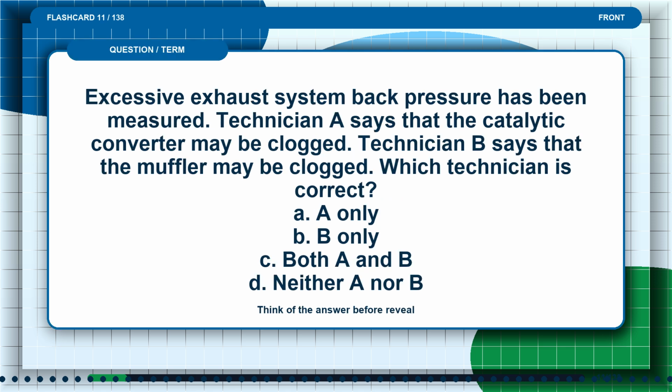Flashcard 11. Excessive exhaust system back pressure has been measured. Technician A says that the catalytic converter may be clogged. Technician B says that the muffler may be clogged. Which technician is correct? A only. B only. C. Both A and B. D. Neither A nor B. Pause and think of the answer before the reveal.